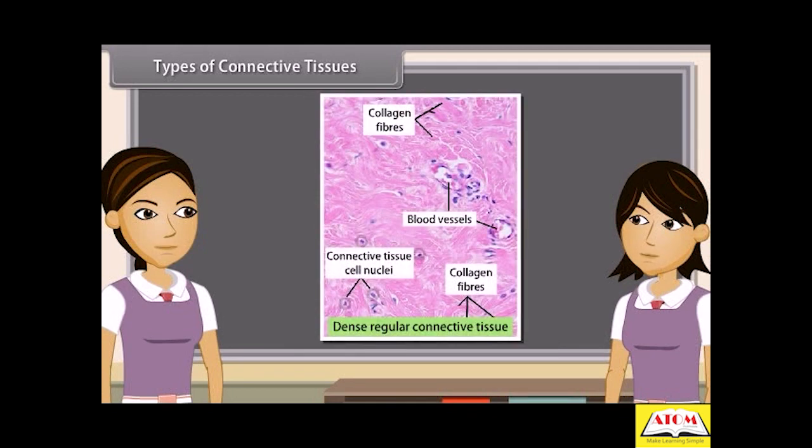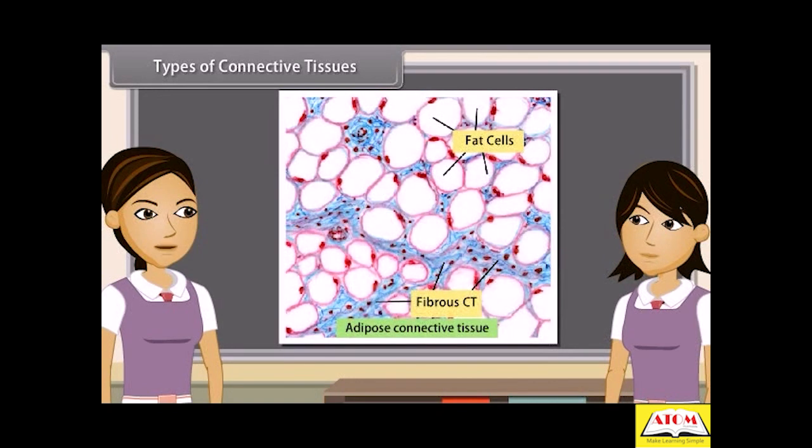Dense regular connective tissue has orderly and densely packed fibers and cells. Dense regular connective tissue is a main component of tendons and ligaments. Adipose connective tissue is basically an aggregation of fat cells, also known as adipocytes. These fat cells are oval or round, filled with a large droplet of fat.